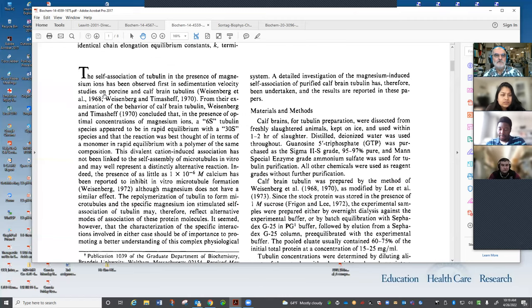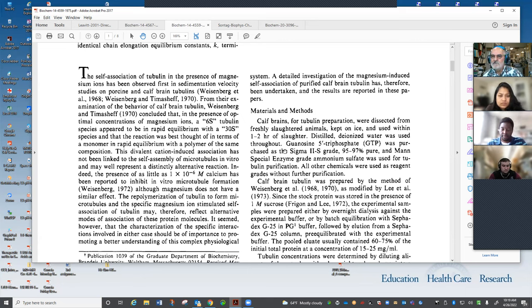You can see here the references to purification by the Weisenberg approach, and then the fact that there was a 6S tubulin species. The literature said that it was in equilibrium with a 30S species that turned out to be due to these accessory proteins and not just tubulin alone. It also refers to the calcium inhibition that I've already mentioned. Okay, as little as 1 micromolar calcium was inhibitory. So it sort of gives you a real quick introduction to the things that I just said.